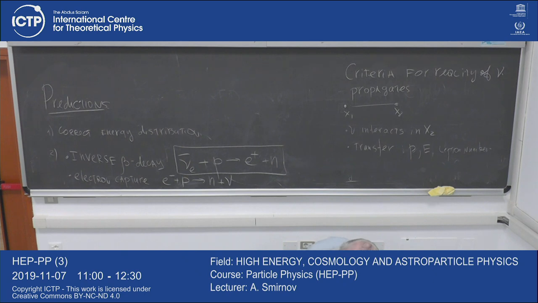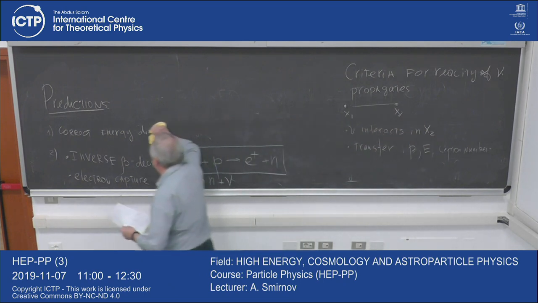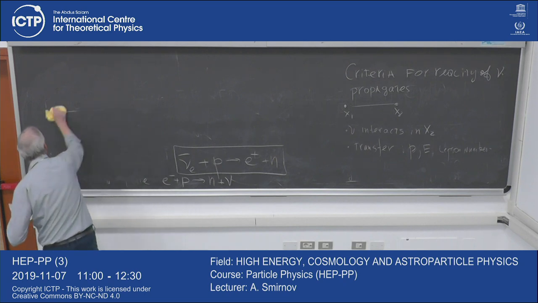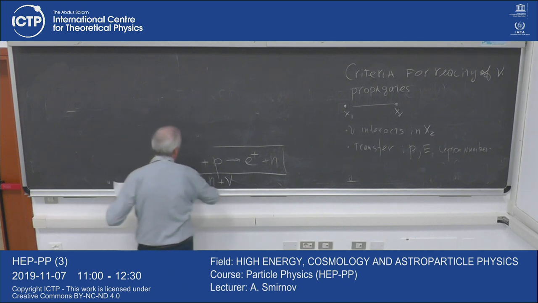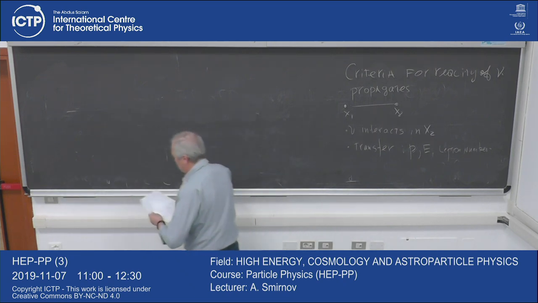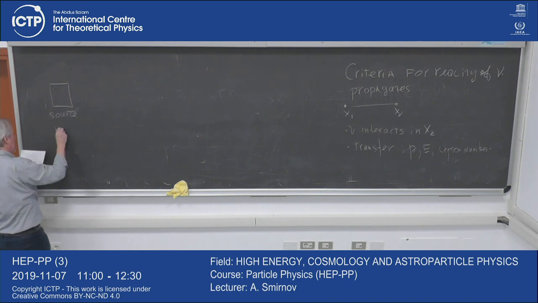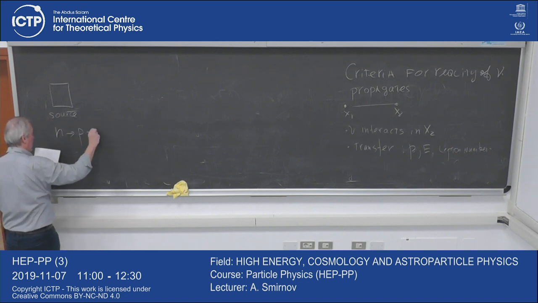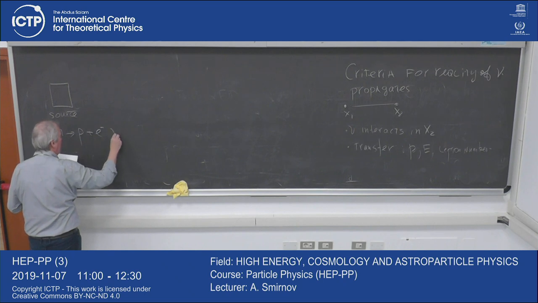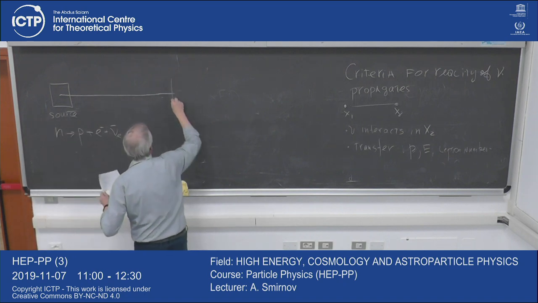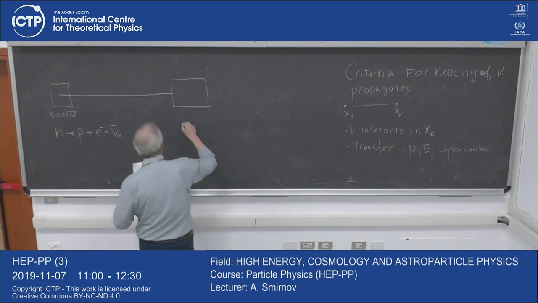Okay. So let me just summarize this criteria and what the idea was. Already at that time people formulated what one needs to do to discover the neutrino. Since we now know the processes, why not use, at the source, processes like beta decay, where you have a proton, an electron, and an electron antineutrino. And in the detector, we can use inverse beta decay. So this is the detector.